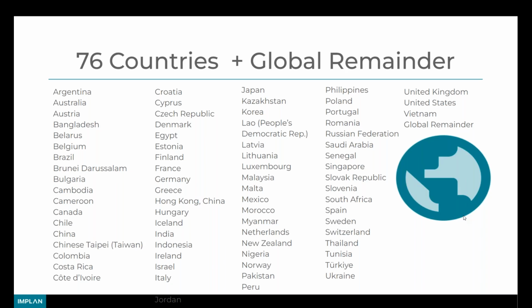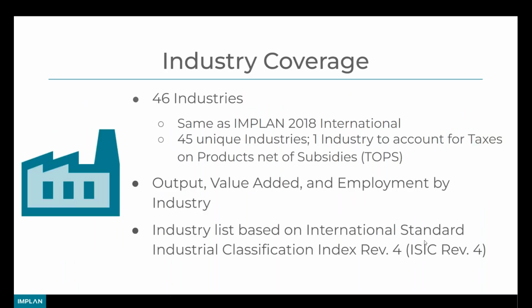As well as the 76 countries covered explicitly by the international product, there is also an aggregate representing the economies of the rest of the world, which we call global remainder. We'll talk more about this in later slides. In terms of industry coverage, the 2020 release has 46 industries, the same as the 2018 release. This includes 45 unique industries and one additional industry to account for taxes on products net of subsidies, or TOPS. This is a unique feature to our international and Canada provincial products. And we'll talk more about that in future slides as well.